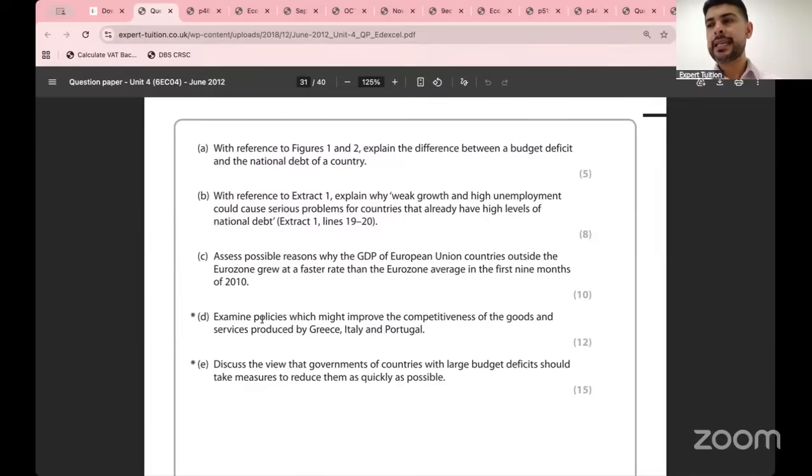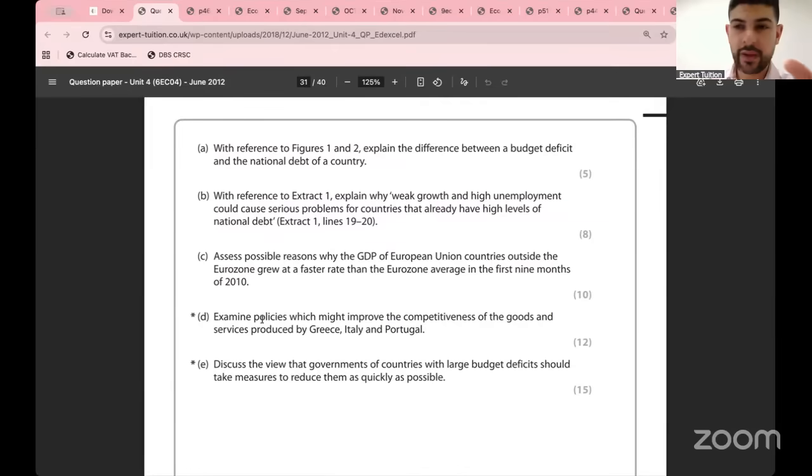It says, examine policies which might improve the competitiveness of the goods and services produced by Greece, Italy, and Portugal. This is what I want you to always do. If you get a question about competitiveness, what does that firstly mean? Competitiveness is basically whether you're price competitive or quality competitive or both, yeah? I need you to always, from now on, promise me that you're going to answer this entirely as a supply side policy essay.